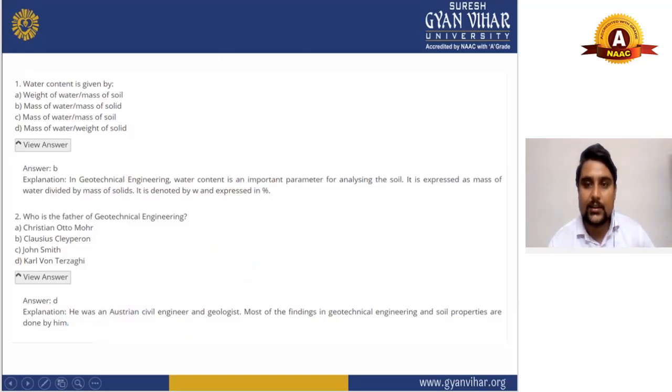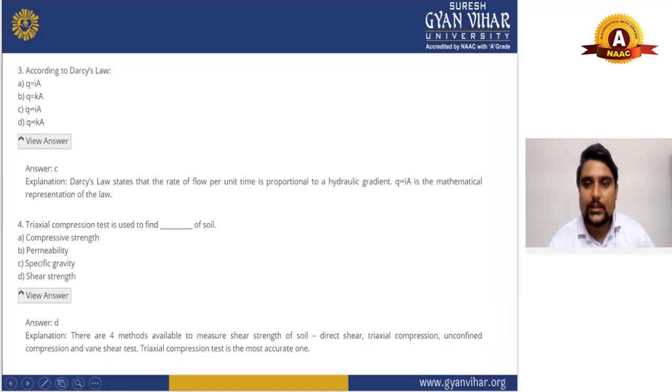Now we will see the third question. According to Darcy's law, Q is directly proportional to i and A, and Q is equal to kiA. What is the formula? Here i is the hydraulic gradient, Q is the discharge, and A is the area.